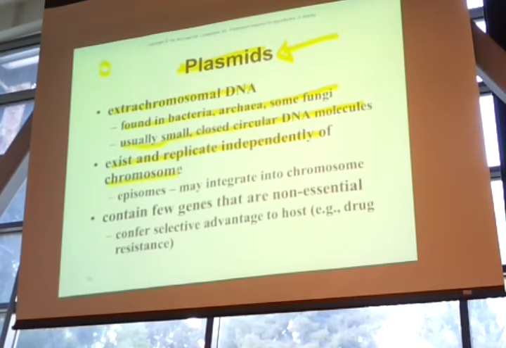Basically, a cell could die off and leave a plasmid in the environment, and another cell can take up that plasmid and now has the ability to have whatever particular properties that plasmid has.